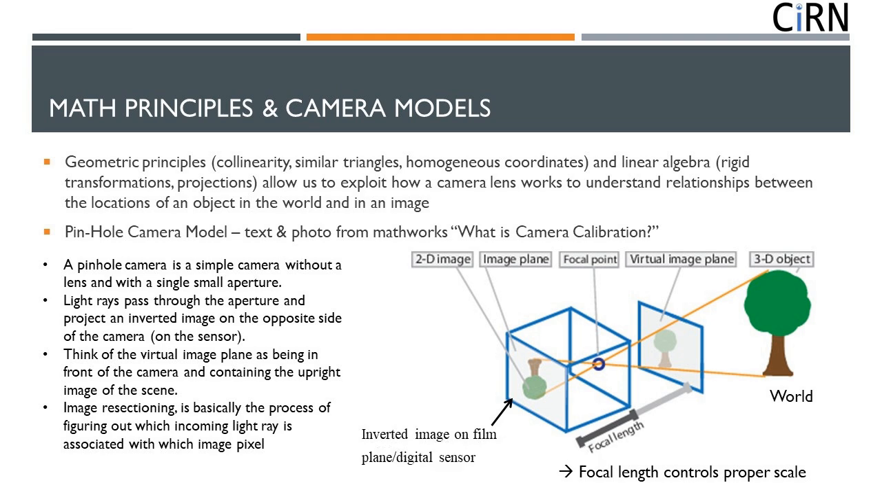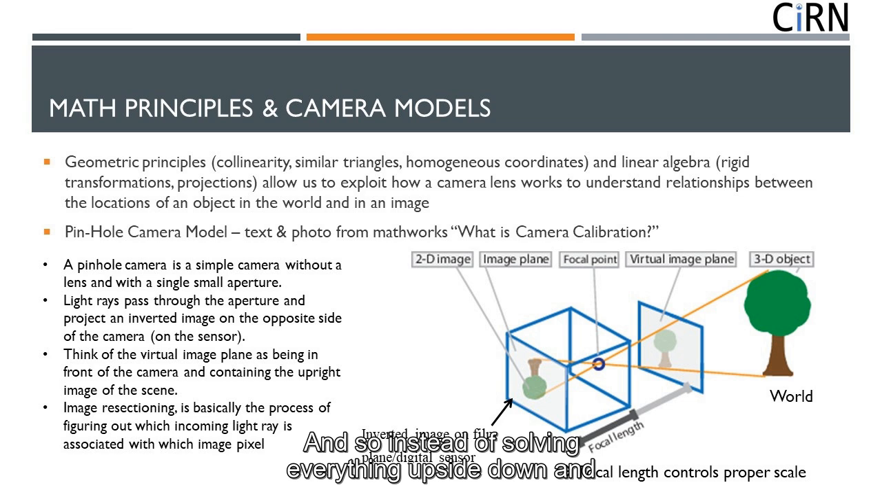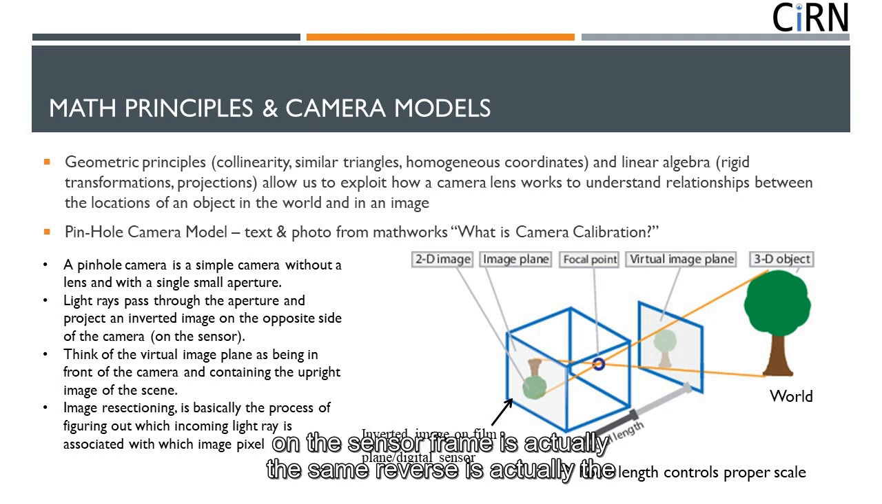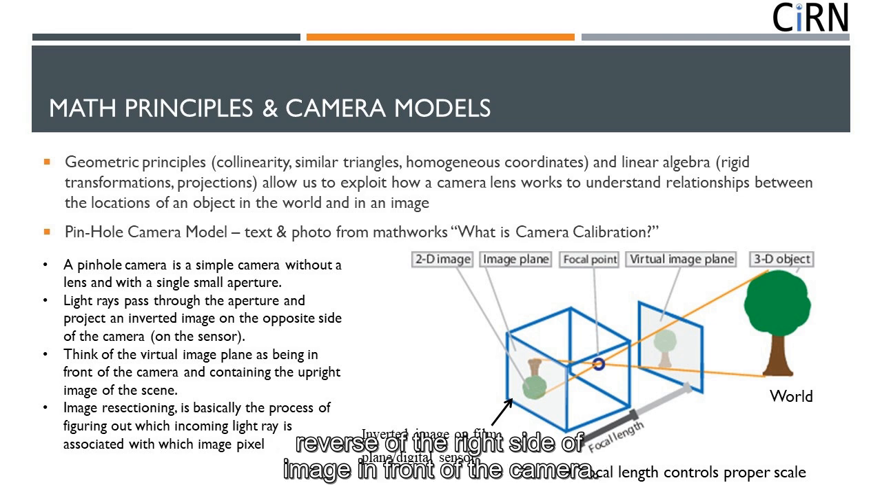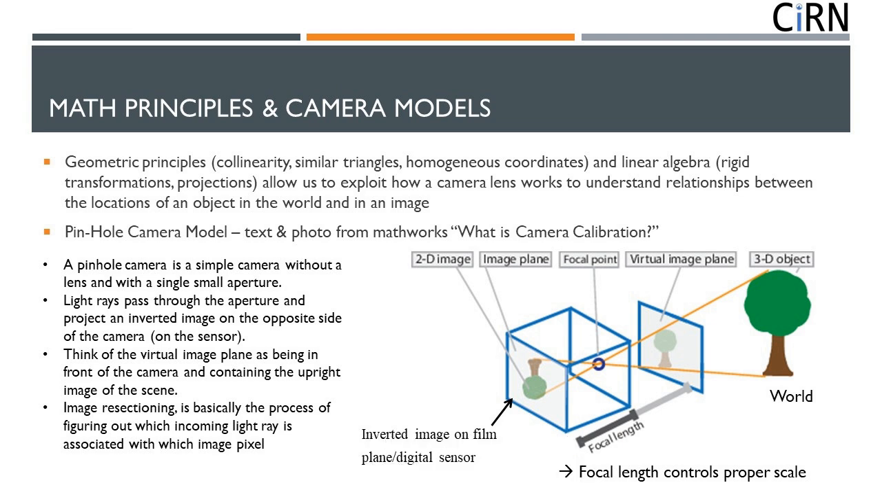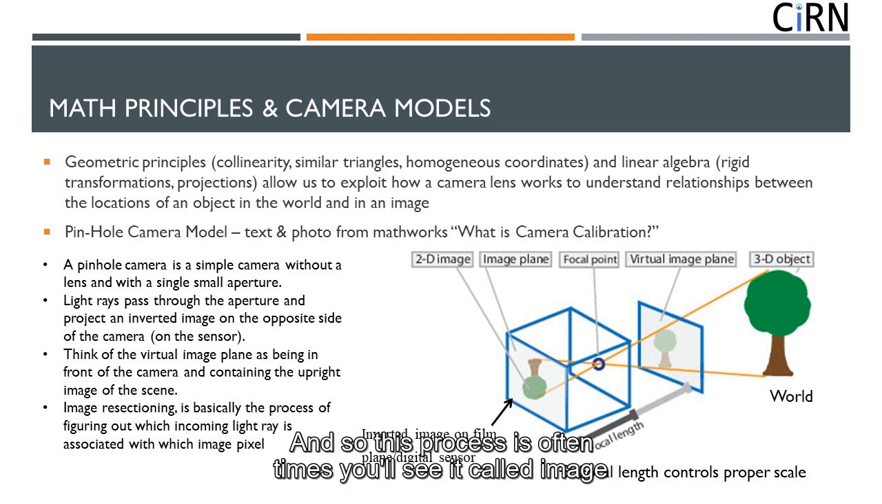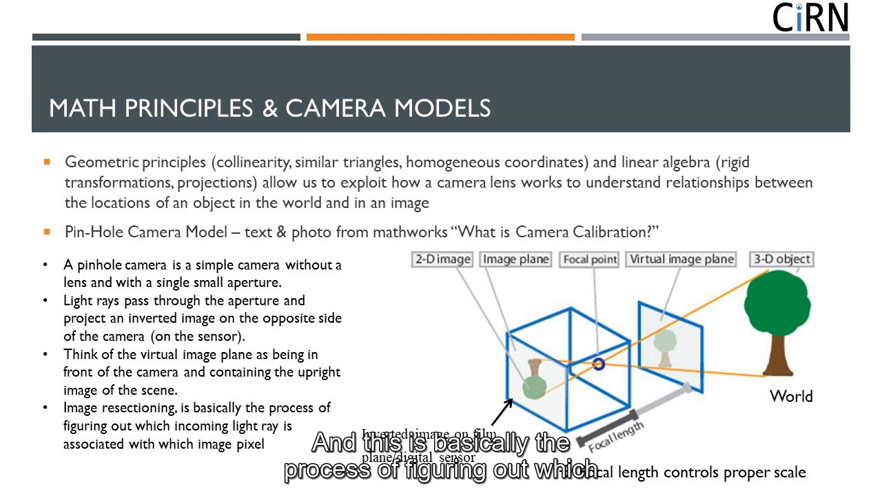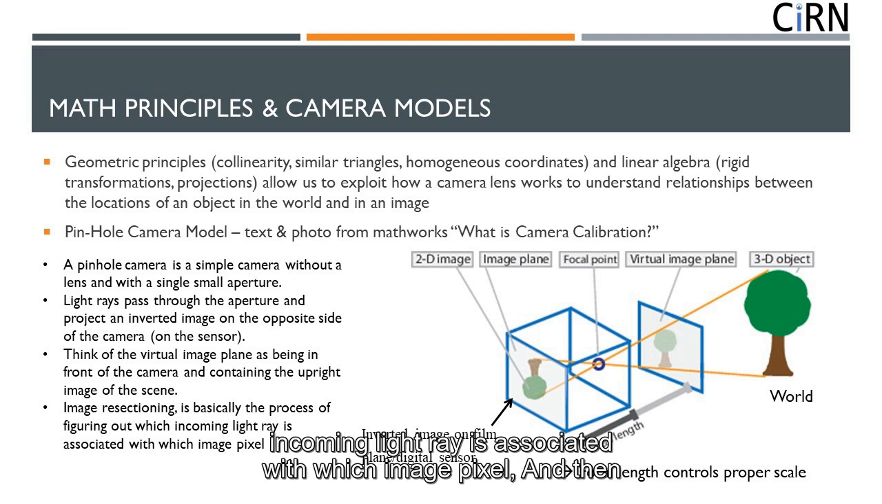And so instead of solving everything upside down and dealing with that, we use geometric principles that says, hey, this image that's projected back here on the sensor frame is actually the reverse of the right side up image in front of the camera. And so this process is oftentimes, you'll see it called image resectioning. And this is basically the process of figuring out which incoming light ray is associated with which image pixel.